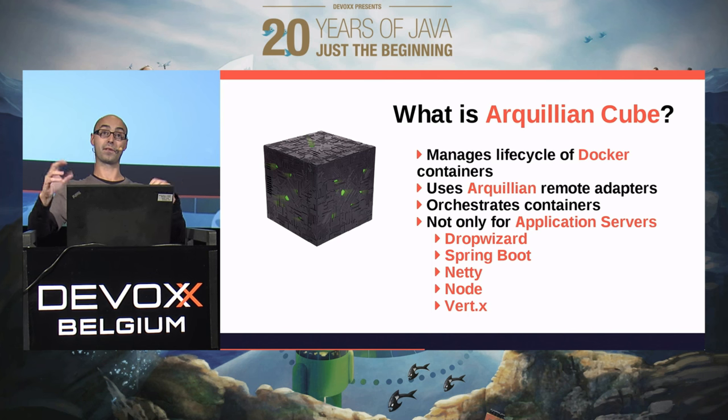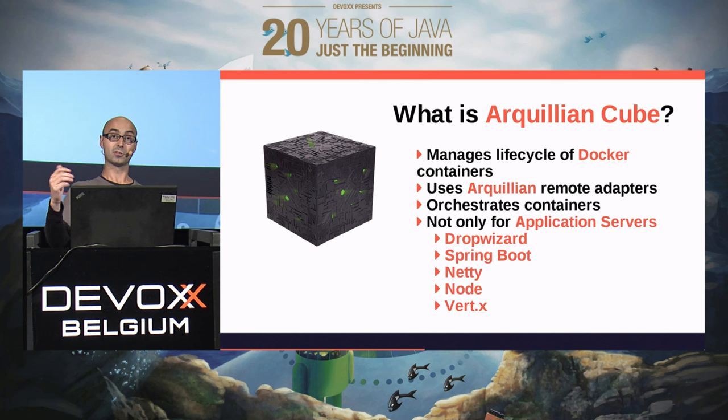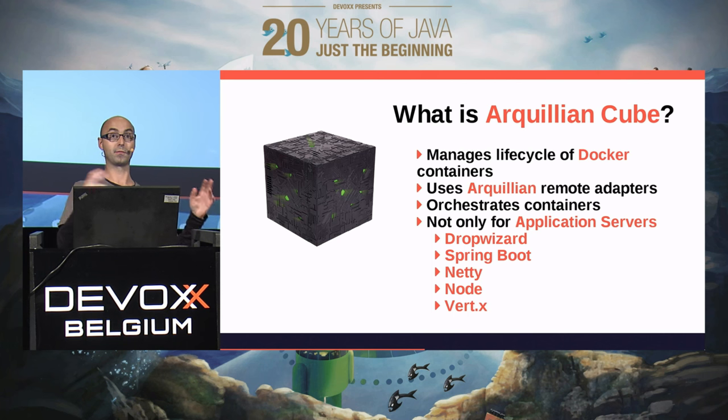And we'll start all of them, and then you will execute the test against those containers. But also, the one thing that we faced is that with the new trends of microservices, where sometimes you don't use an application server, we needed also to give support for these scenarios. And Arquillian Cube can also be used with Dropwizard and a Spring Boot application, that is not converted to a WAR file, I mean, in a jar file, Netty, Node, Vert.x, or any kind of application that can run inside a Docker container.